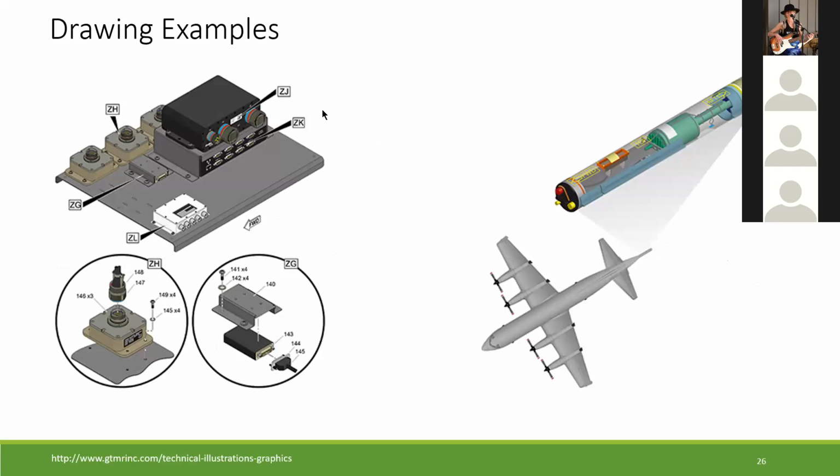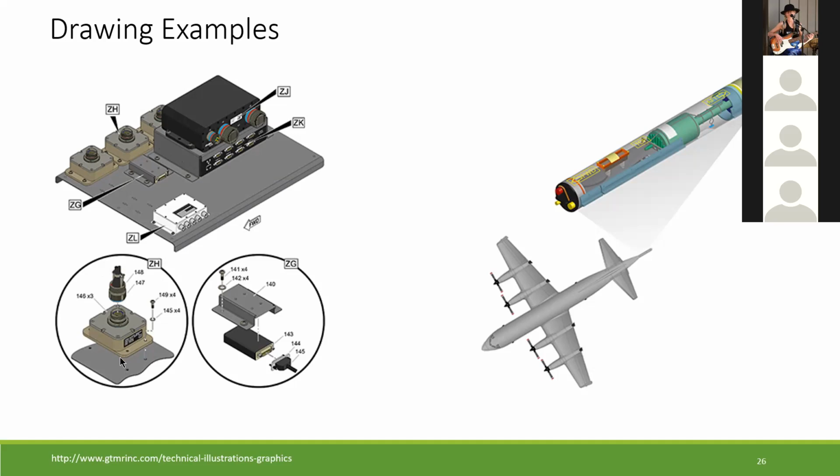So some drawing examples that I wanted to show that I thought were well represented within technical illustration. These were done by a company called GTMR. You can see you have different callouts. These are all done in isometric as well, so it's very easy to reuse these different parts. Because it is technical illustration, you can do detailed drawings where you can zoom into different parts.